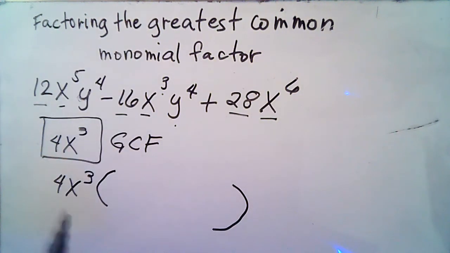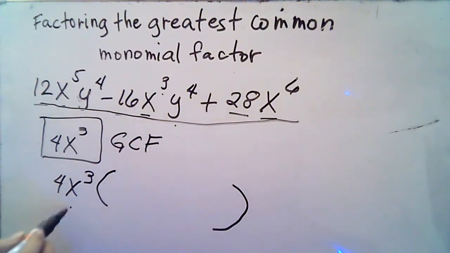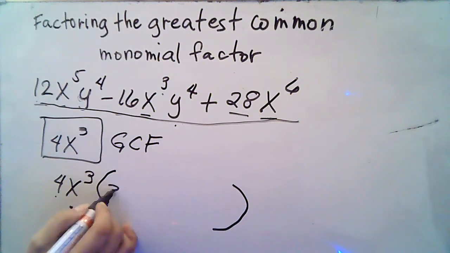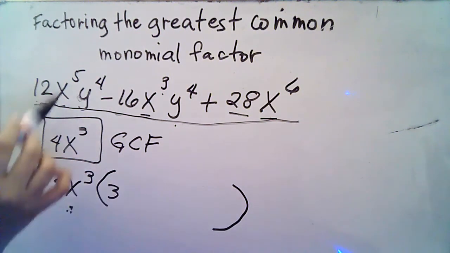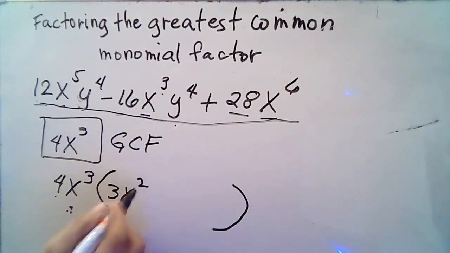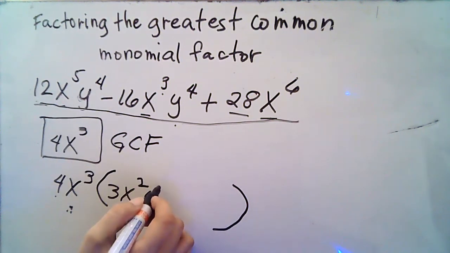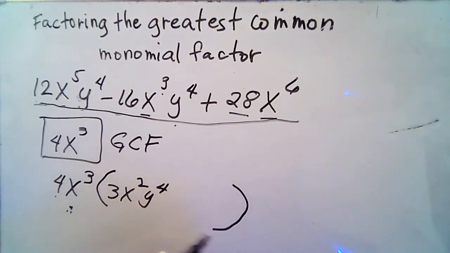So how are we going to do that? We simply need to divide this whole expression by the GCF. Okay, so first we need to divide 12 divided by 4. That's going to be 3. And then x to the 5th divided by x cubed. That's going to be x squared. And then just copy y to the 4th power.